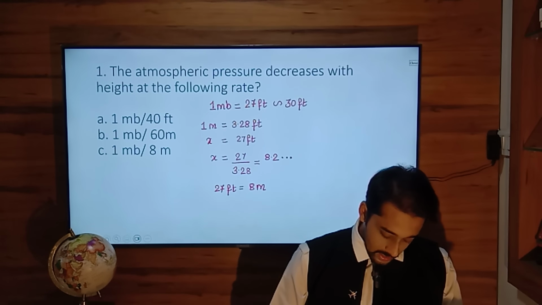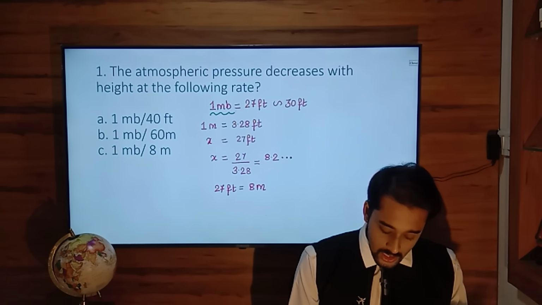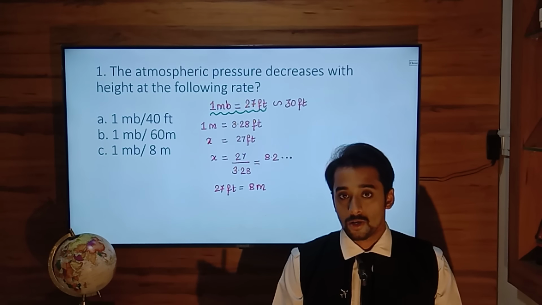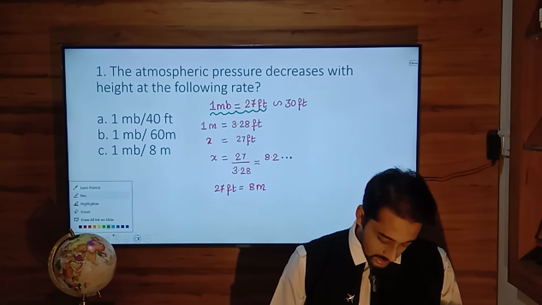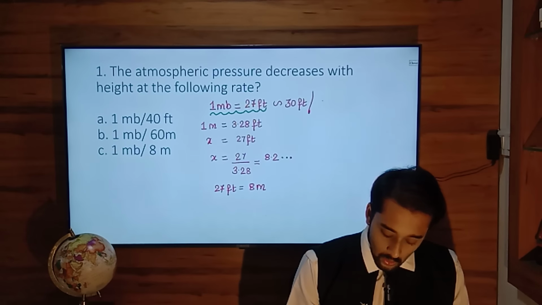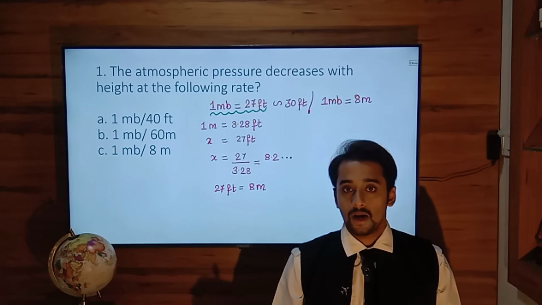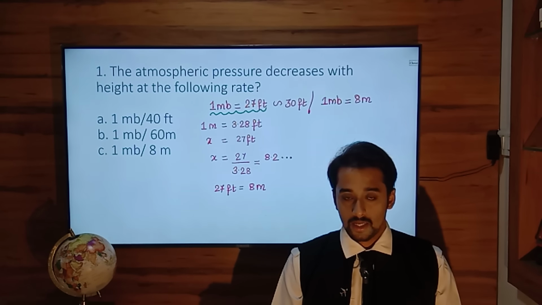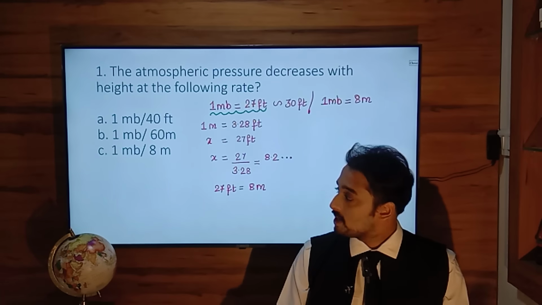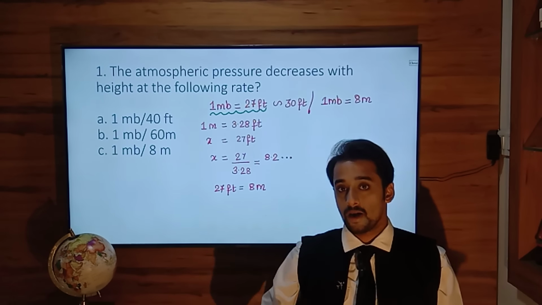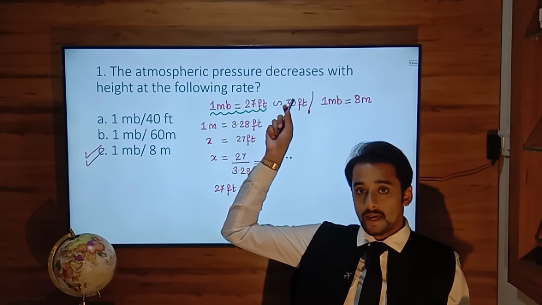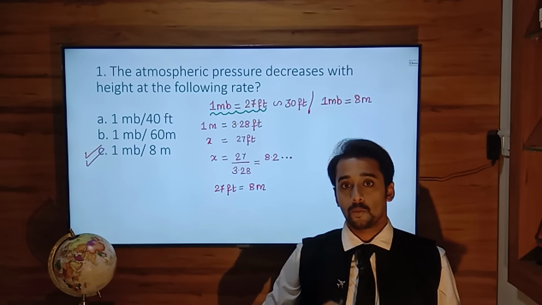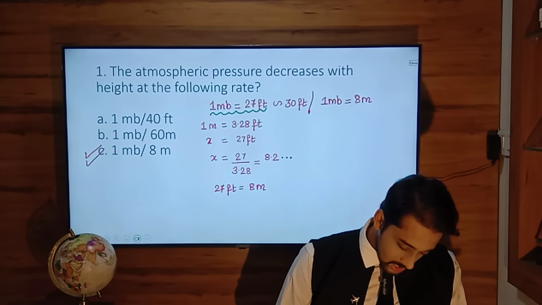So there are two ways of answering this. 1 millibar equals 27 feet is the rate at which atmospheric pressure decreases with increase in height. Or you can state the same thing in meters: 1 millibar equals every 8 meters. So remember this. The correct option here is option Charlie, which is 1 millibar equals 8 meters. If you forget either of these identities, you can use this conversion process and obtain one from the other.